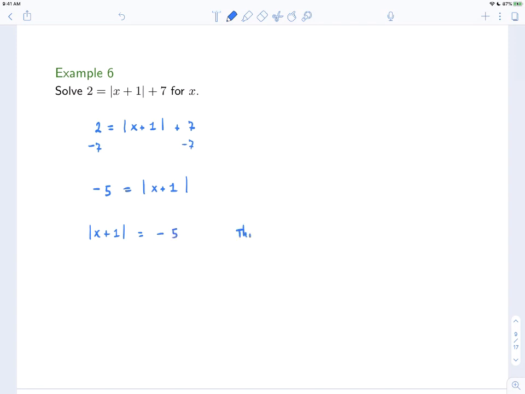Now this is impossible. So this is not possible. The absolute value gives you the distance away from 0. It's not possible for a distance to be negative. So it's not possible for the absolute value of x plus 1 to be negative 5. The absolute value function always gives you something which is non-negative. It's either positive or 0. But this is negative. So this isn't possible. That means there is no solution. There are no values of x for which the absolute value of x plus 1 is equal to negative 5.